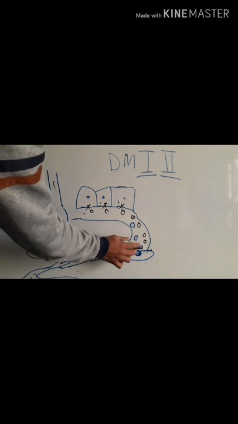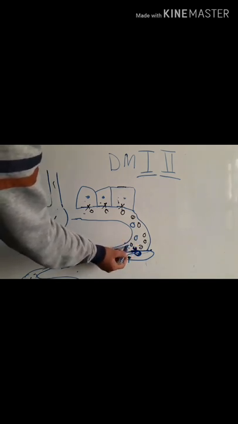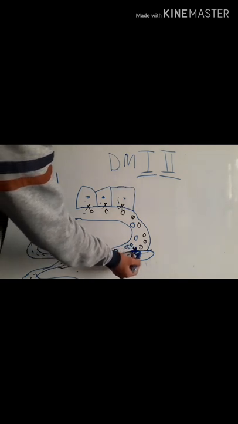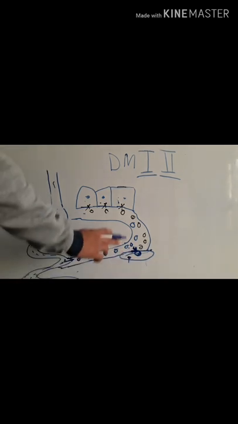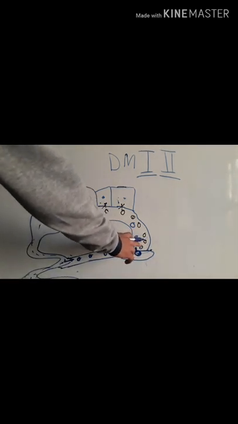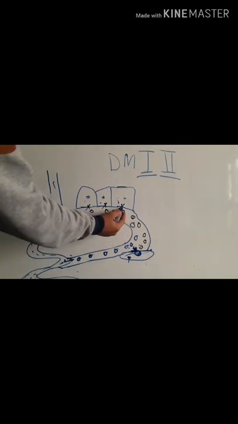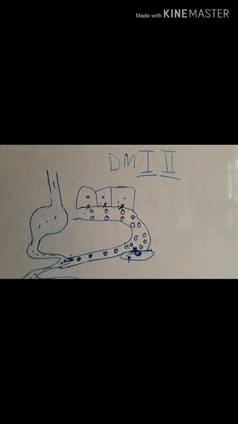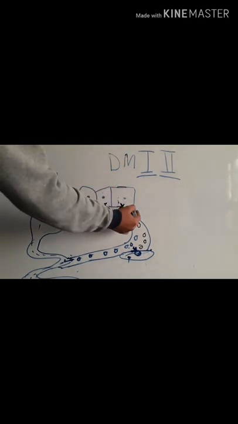Here is insulin, and here is sugar in the circulation. So sugar will stimulate the cells in the pancreas, and these cells produce insulin. Then insulin will go alongside the sugar in the body. When they reach the cells in the body, insulin will stimulate the receptors which are located on the wall of the cells.